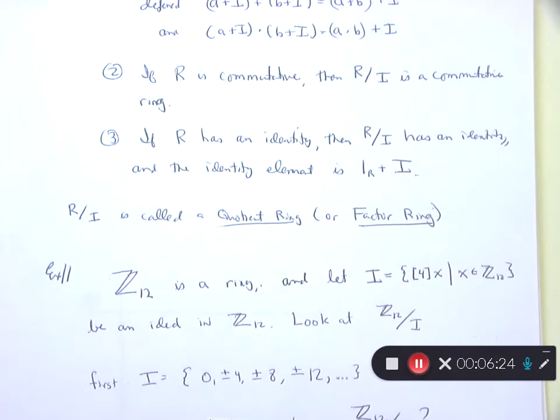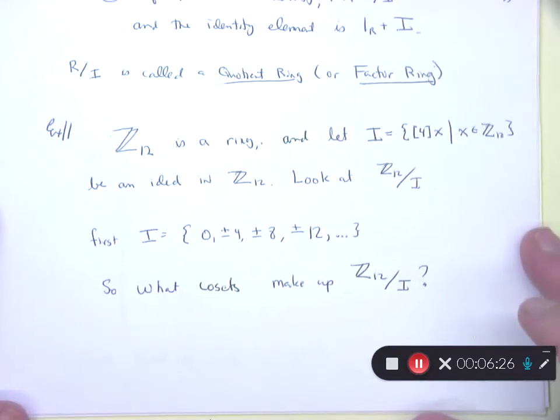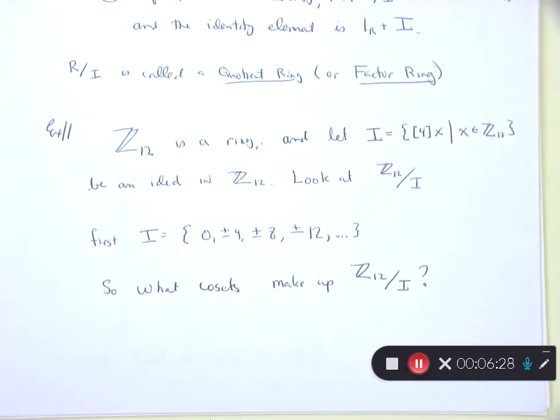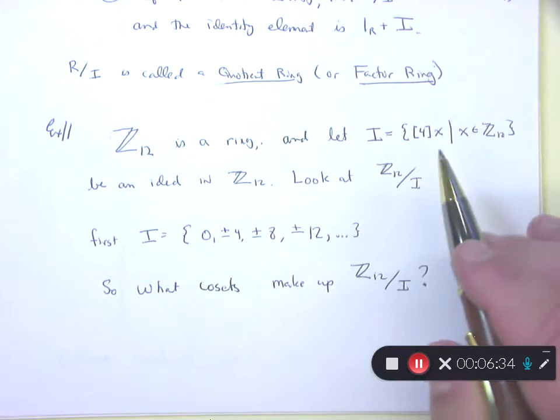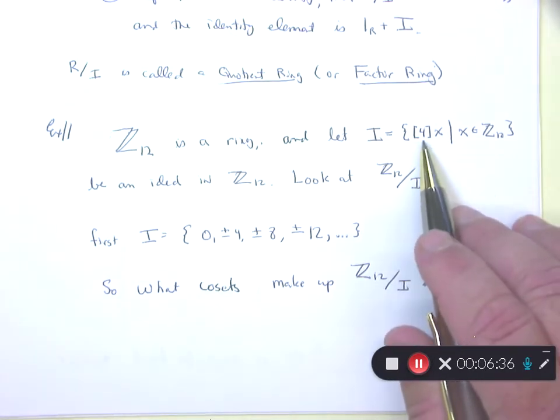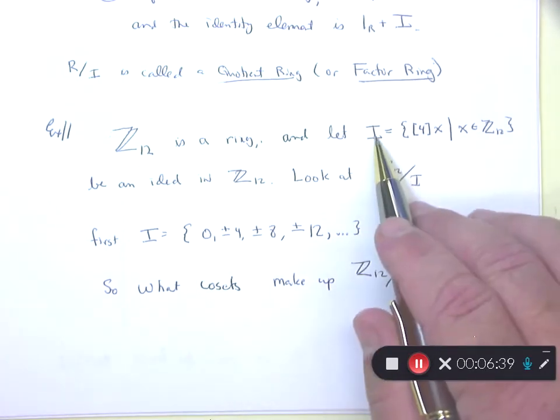So an example here. Let's take a look at Z12. Z12 is a ring. We've played with it before. I'm trying to give you something that we know. And I'm going to let I be equal to, and you've seen this before, the multiples of 4. So I wrote I as that fancy set notation.